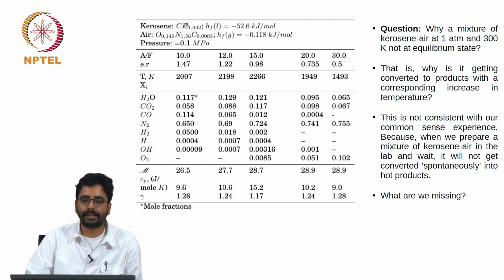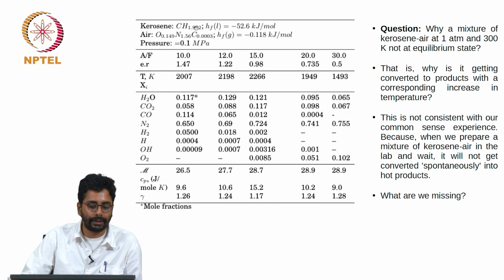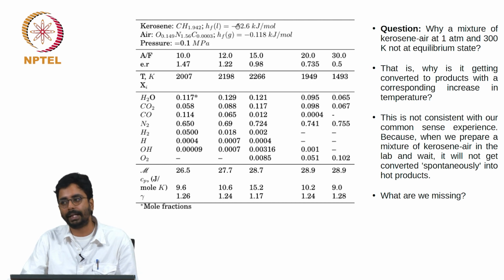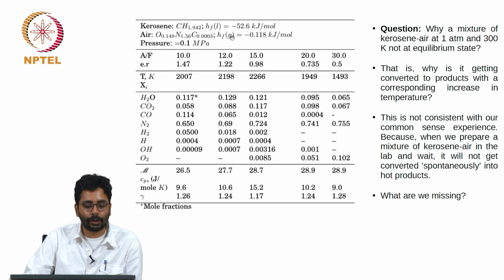So what is done here is exactly that. Kerosene is a mixture of a large number of hydrocarbons. The approximate formula for that is what is given here, CH2, and the enthalpy of formation is back calculated from the combustion enthalpy. Air is also taken to be an equivalent composition with a certain amount of oxygen, nitrogen and carbon.